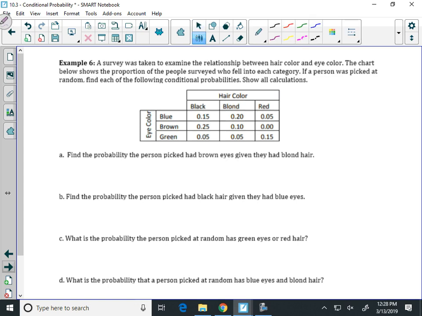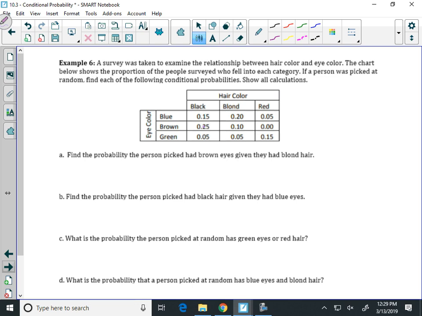Here, they didn't give us the numbers. They gave us the percents as decimals. This is like saying 15% of the people had blue eyes and black hair. 20% have blue eyes and black hair. Those aren't 0.15% of a person. Can't have that. They already found the probabilities or the percents for you. They just put it in a table. But the process is still the same.